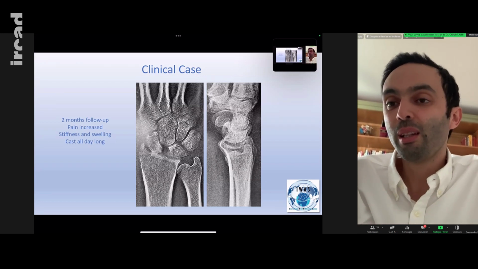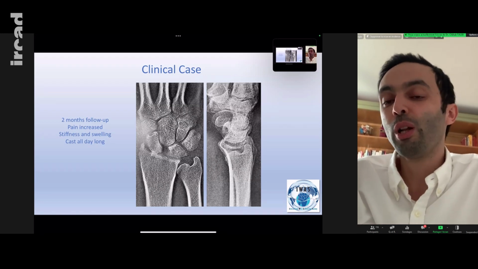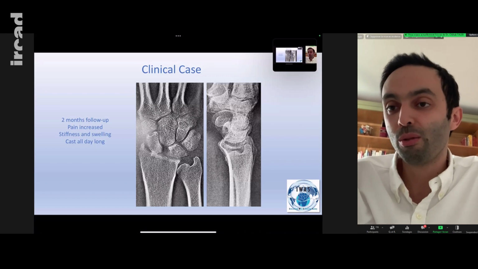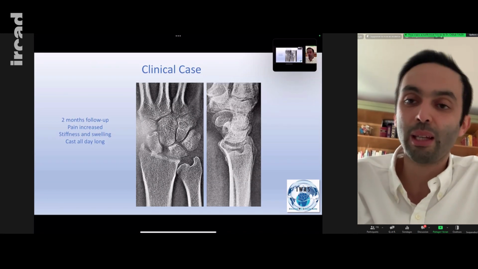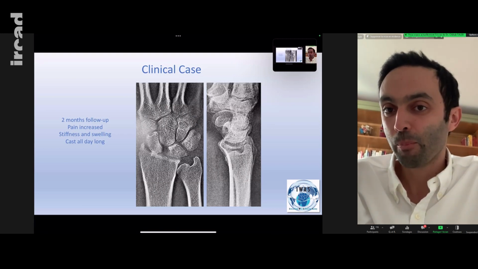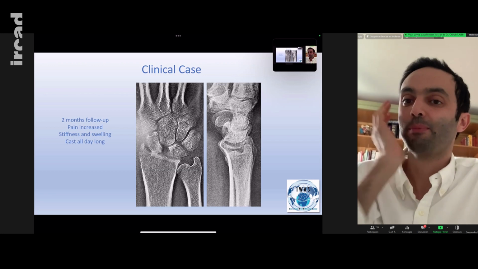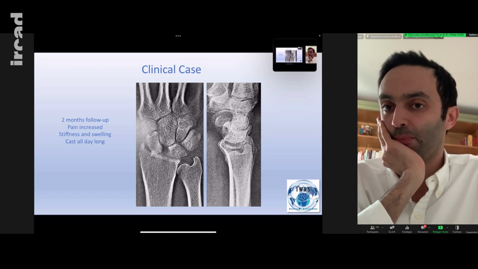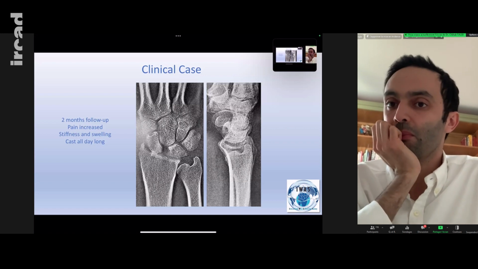How do you think the follow-up will be for this patient? Do you think he can recover? Do you think it can be worsened? How do you think about this? Yeah, Abdelrahman. I would be concerned about complex regional pain syndrome. If my patient comes 2 months after surgery, swelling and painful and still in a cast, I will be concerned about his range of motion.